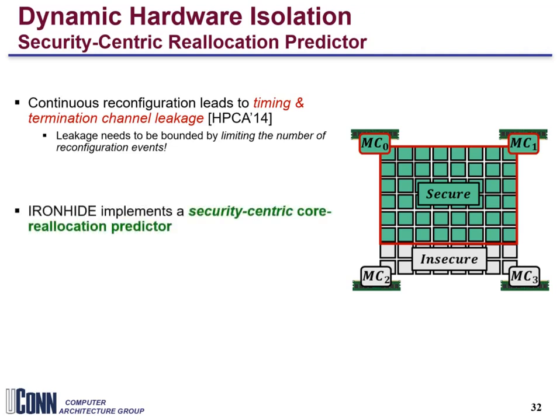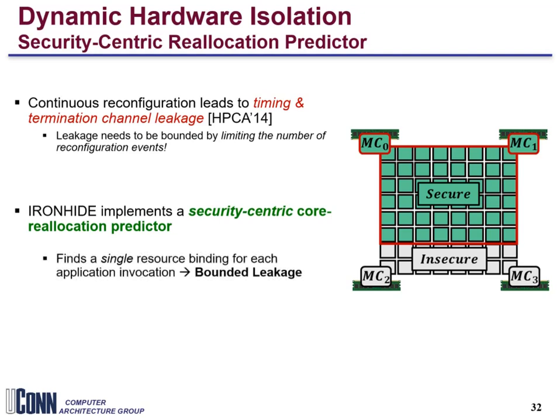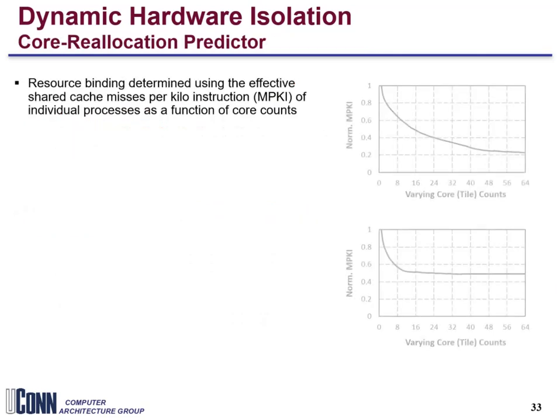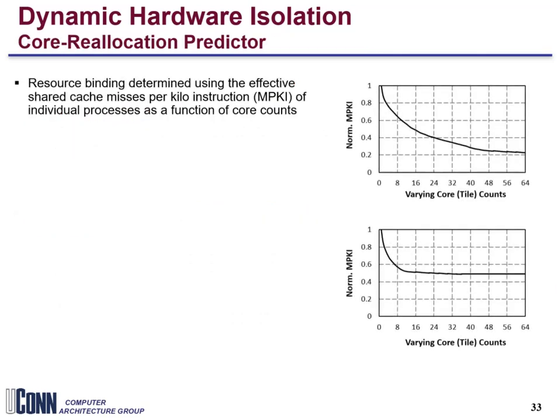Therefore, IronHide adopts a security-centric core reallocation predictor that finds a single resource binding for each interactive application to ensure bounded leakage. Moreover, the resource bindings computed by the predictor for any given application remain consistent, thus ensuring deterministic binding for every given application. The adopted core reallocation predictor computes the resource binding using the shared cache misses per kilo instruction, MPKI, information of individual processes as a function of core counts.